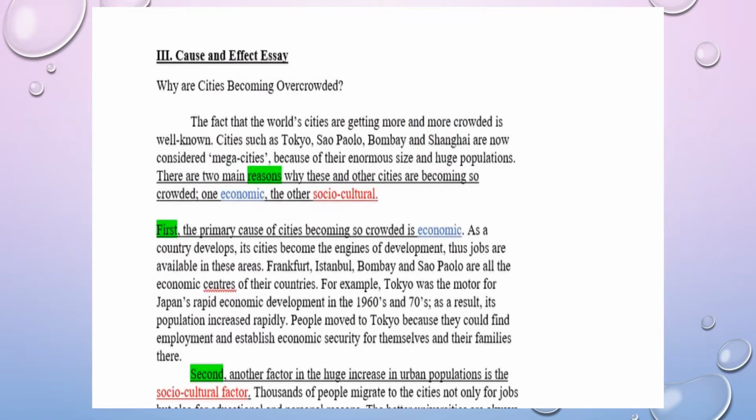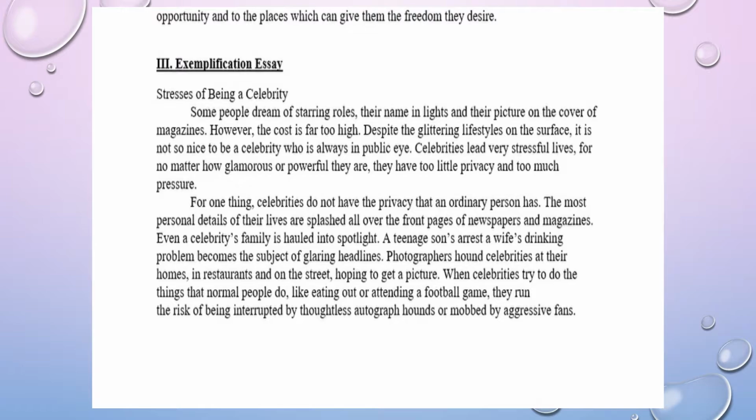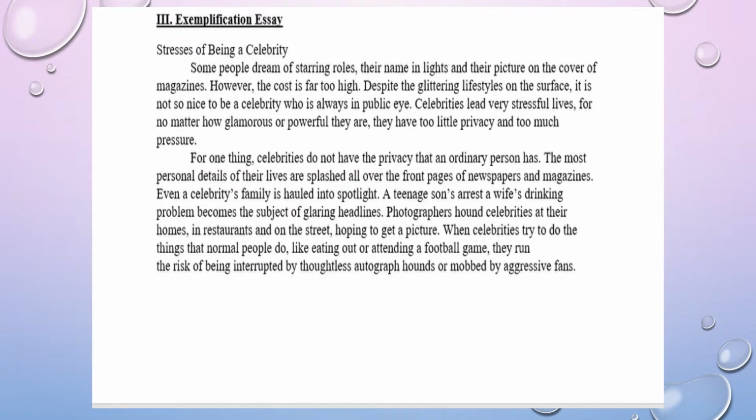And so once again, to recap, this is a cause and effect essay. This is your thesis: the two main reasons why these and other cities are becoming so crowded are economic and social cultural factors. The word reasons in your thesis indicates that it is a cause and effect essay. Next, you have the exemplification essay.